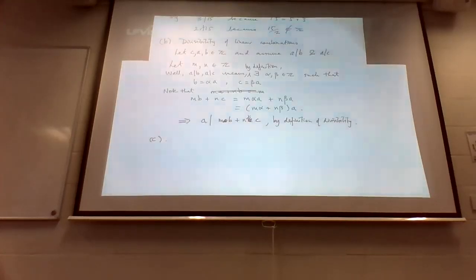So part C is this crucial result about prime numbers. Euclid's lemma. So you're given the statement of it. This is for every A, B in the integers and every prime P, if P divides A times B, then P divides A or P divides B. And it says, prove this lemma using the concepts of divisibility, greatest common divisor, and linear combinations. State carefully any results about these that you use.